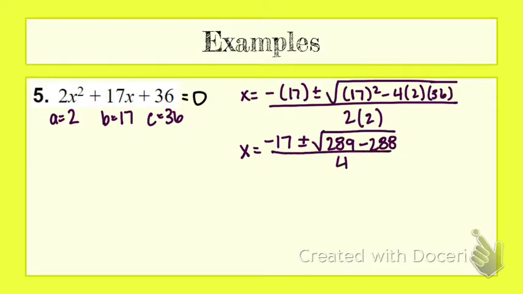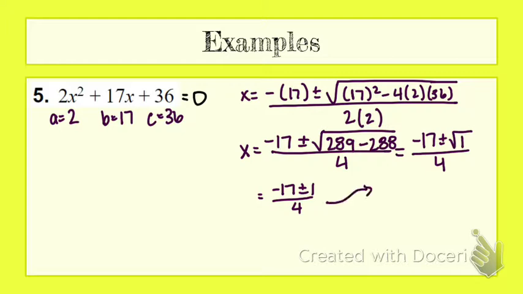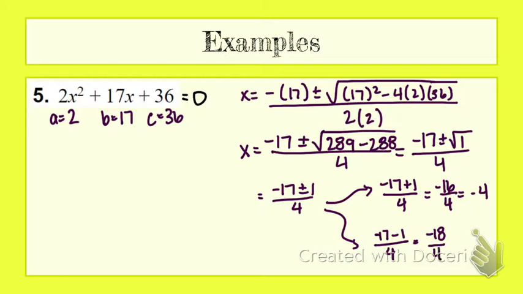All divided by 4 equals negative 17 plus or minus the square root of 1 over 4. And the square root of 1 is just 1, so we get negative 17 plus or minus 1 over 4. And we split this into two scenarios, negative 17 plus 1 over 4 and negative 17 minus 1 over 4. So this one will give us negative 16 over 4, which just equals negative 4. And the second one gives us negative 18 over 4, which is going to reduce to negative 9 halves. So our two values for x are negative 4 and negative 9 halves.